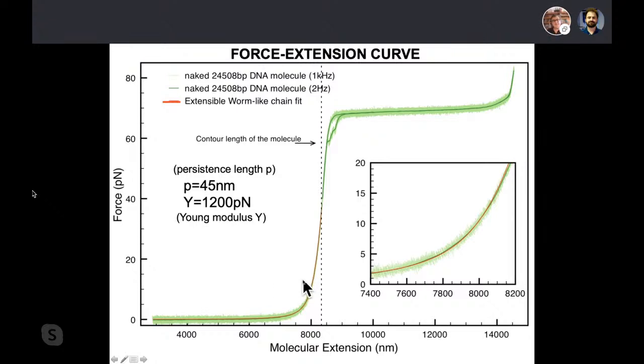Okay, and here you see a fit, which is shown in this red curve, from extension basically, or force basically 0, up to the contour length extension, by the so-called extensible worm-like chain, which is one of the models proposed in the 50s, a century ago, by Flory, Kratky, Porod, and other people to describe the mechanical response, the thermal behavior of polymers.